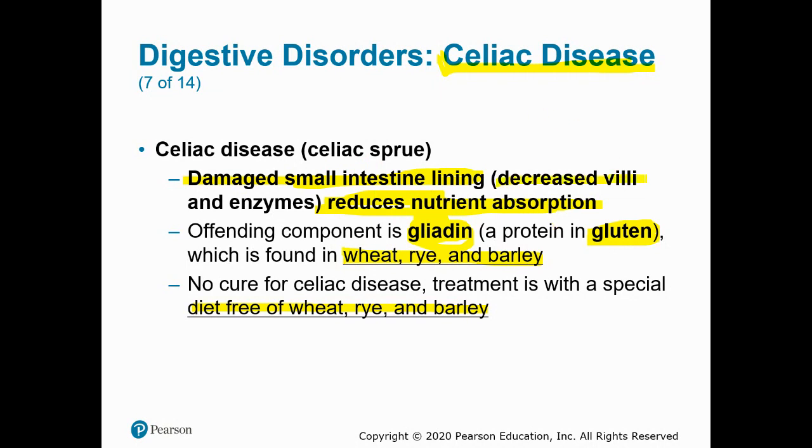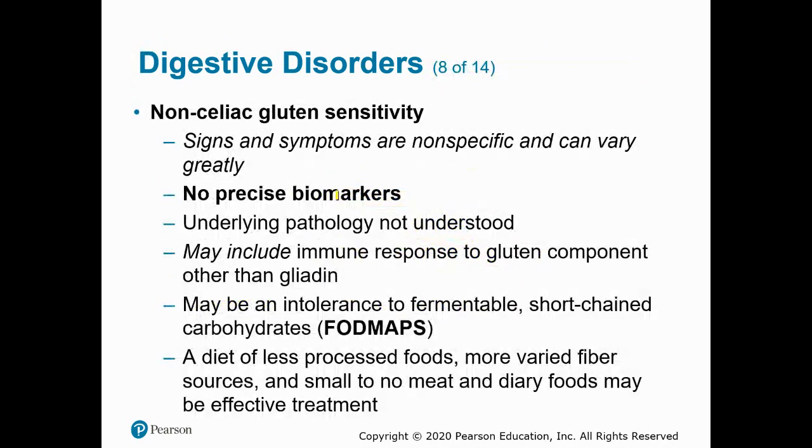The enterocytes are damaged, and also the villi decrease in size, which is really interesting, right? So those deep grooves that allow for better absorption, they just kind of shrink. Right? So that's part of why nutrient absorption becomes less effective or efficient.